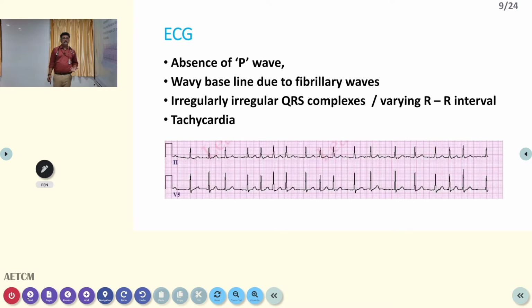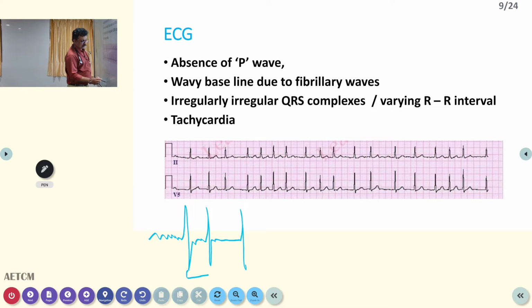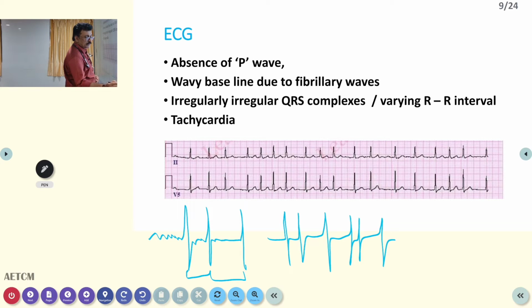Now, what the ECG shows is very important. Textbook says that you have a wavy baseline, then QRS complex, then wavy baseline, QRS complex, then wavy baseline, QRS complex. But the RR interval is totally irregular. But most of the time, what you see in the ECG is that this wavy baseline will not be very visible. You get a straight line, then QRS complex, then a straight line, QRS complex, then straight line, QRS complex, QRS complex, QRS complex.